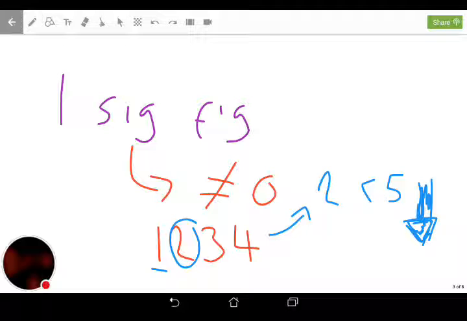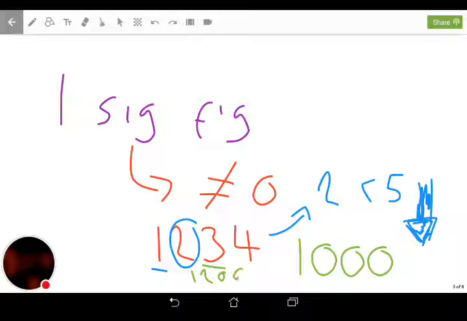So I'm going to keep the 1. I'm going to change the 2 to a 0, the 3 to a 0, and the 4 to a 0. So the number 1234 to one significant figure is 1,000. Now, if it was asking for two significant figures, I'd have to look at the third number in. So I look at the 3. Again, it's less than 5, so I'd round that one down. So to two significant figures, that becomes 1200.